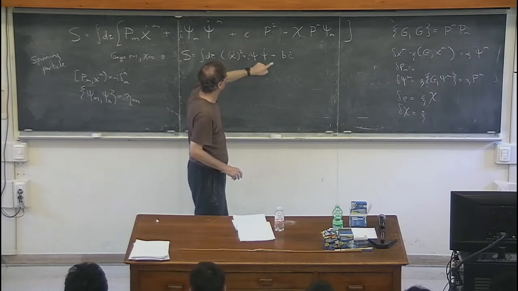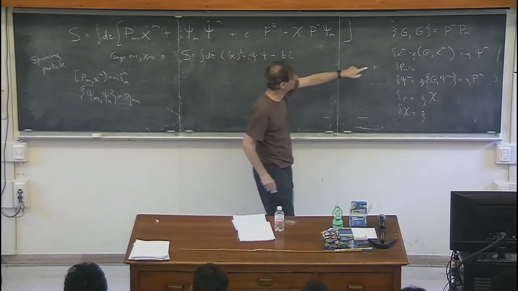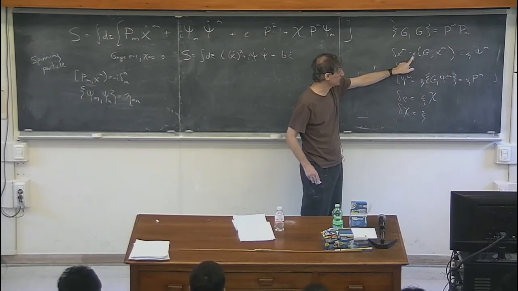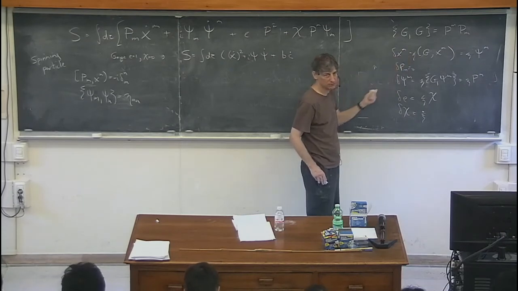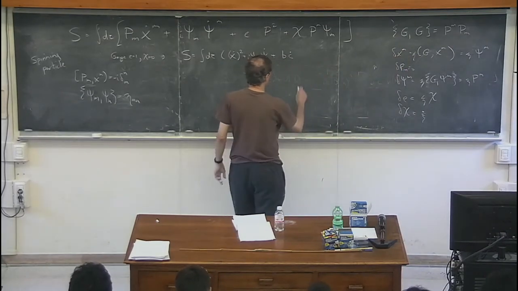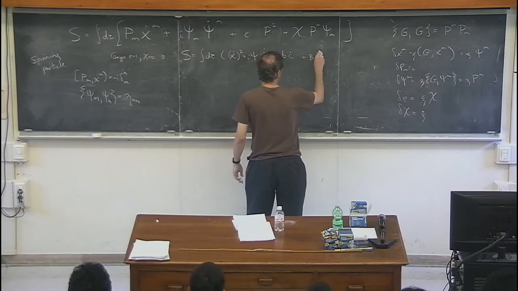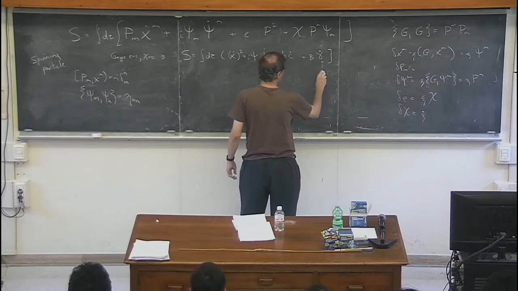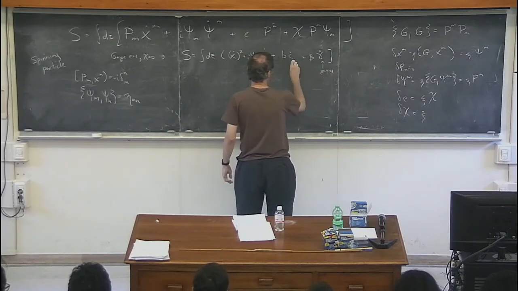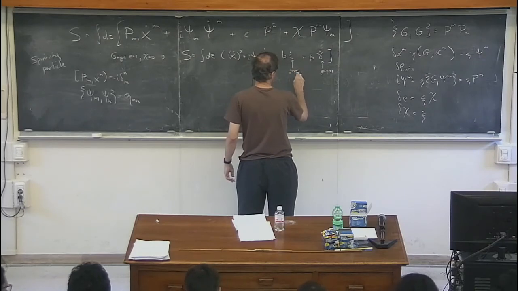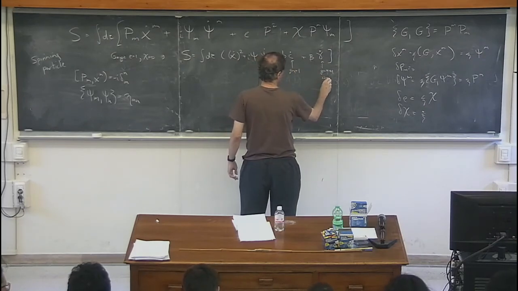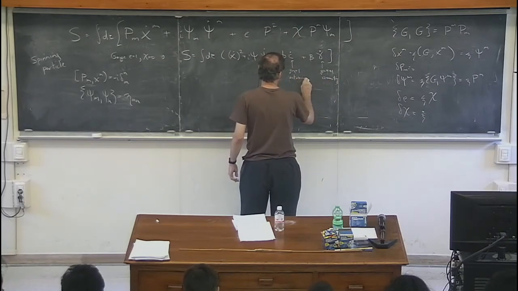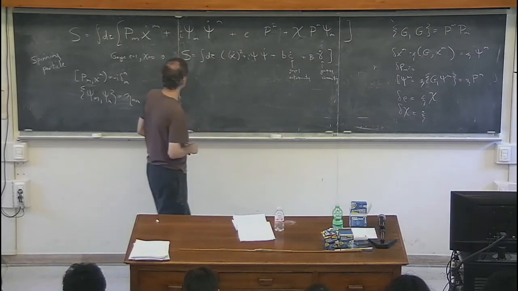And then you get another ghost coming from this gauge symmetry. The gauge parameter psi is fermionic, so the ghost will be bosonic. The ghost always has the opposite statistics from the gauge parameter, so we'll call these beta and gamma. This is ghost number +1, and this one also is ghost number +1. But this is commuting, and this is anti-commuting. Okay, so this is the gauge fixed action.